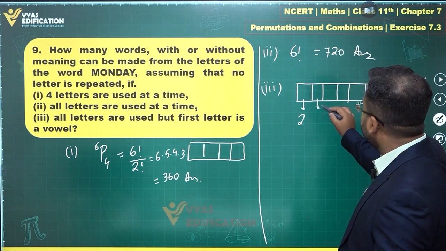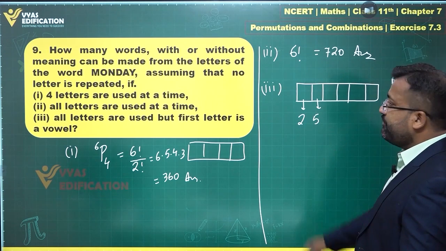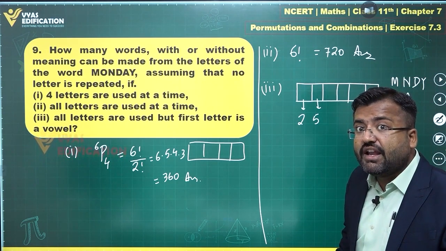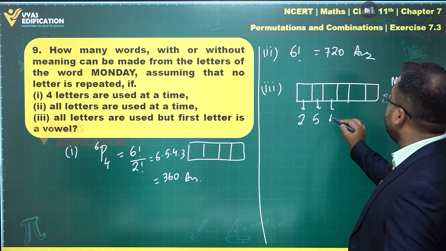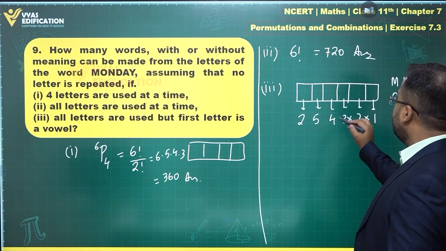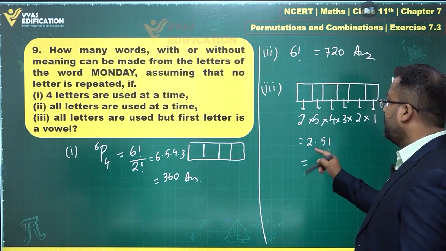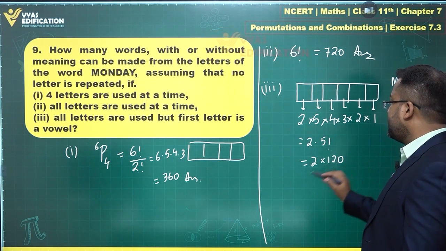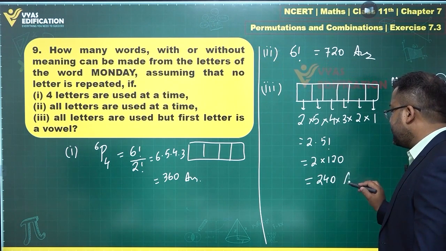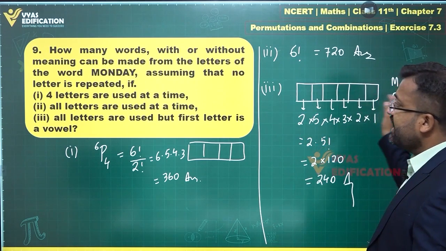The next can be filled in how many possible ways? Out of 6, you have used 1. So this can be filled in 5 possible ways. You can use the other vowel remaining. Next can be filled in 4 possible ways, then 3, then 2, and this will only have 1 choice. This is 2 times 5 factorial. What is that? 2 times 120, which is 240. That's the possible number of ways of filling these 6 boxes given this condition.